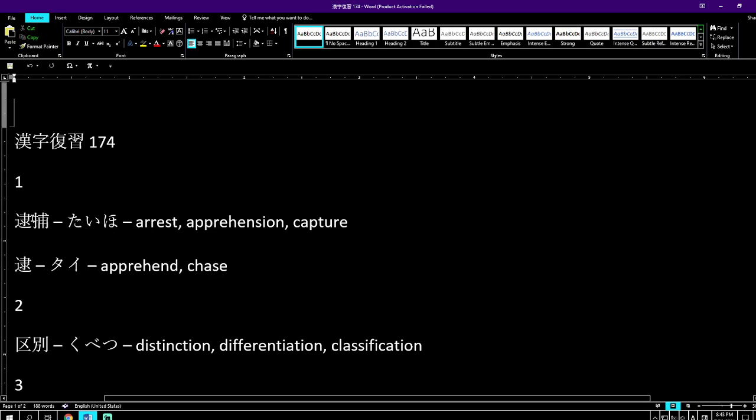So our second kanji here is tsukamu, or to capture, or to grasp. So to chase after and capture is an arrest, an apprehension, or a capture. Taiho no tai is apprehend or chase.